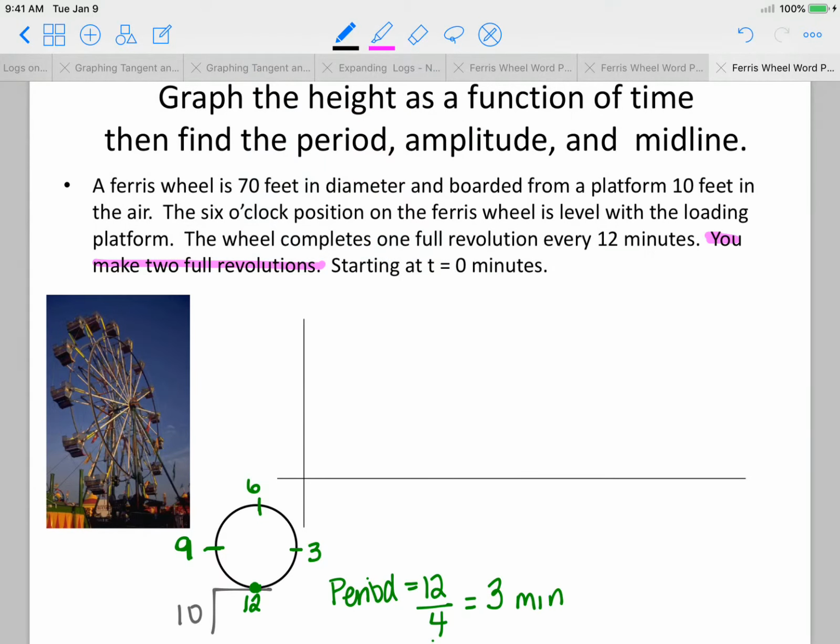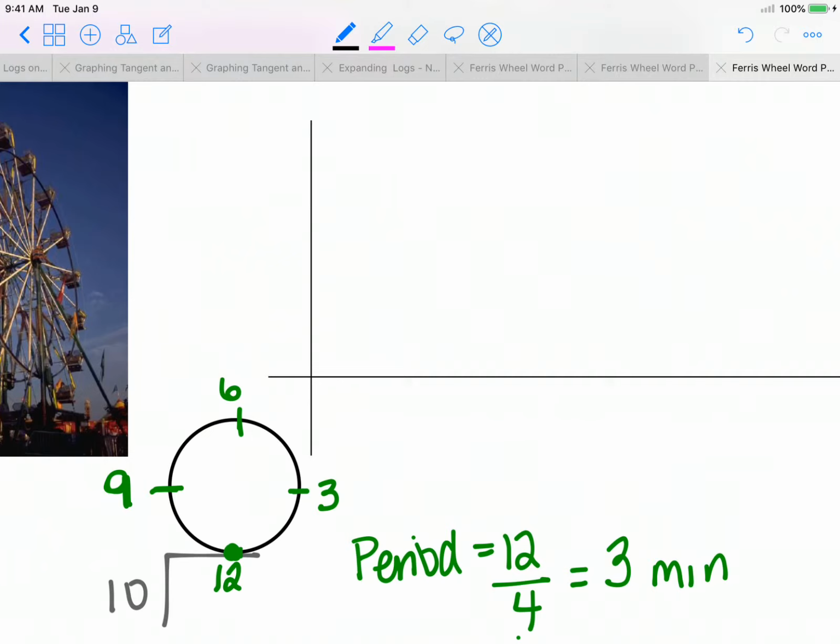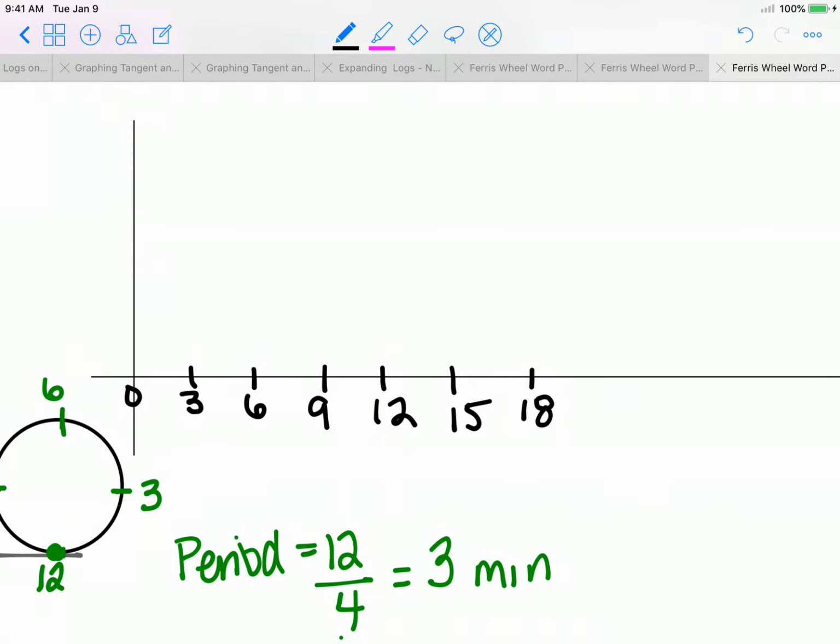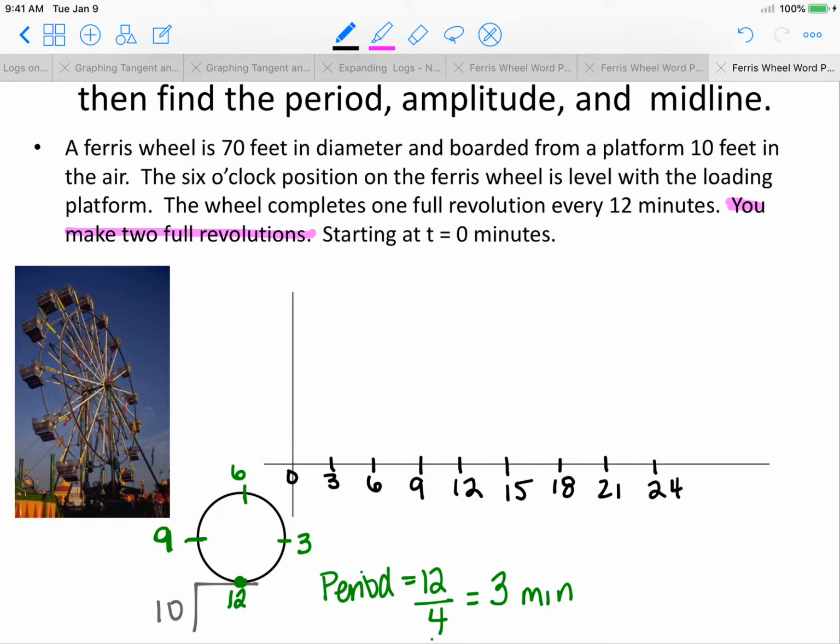Okay, so let's go ahead and do our intervals before we talk about anything else. So we know we're going to start at 0: 0, 3, 6, 9, 12, and then we're going to go around again. So we get 15, 18, 21, and 24. You can spread those out a little further if you want, but that's mine. Okay, so those are our intervals.